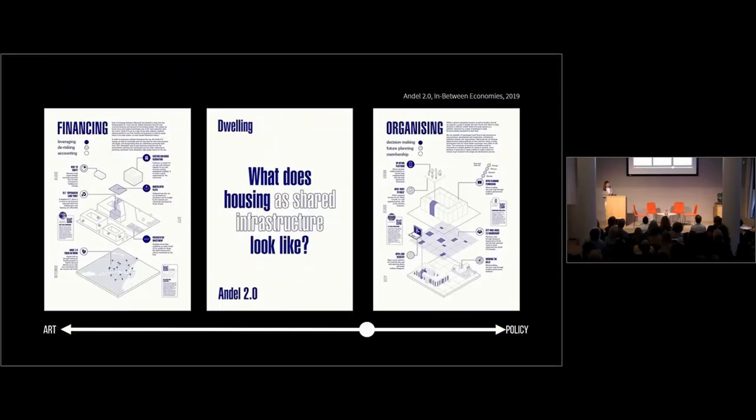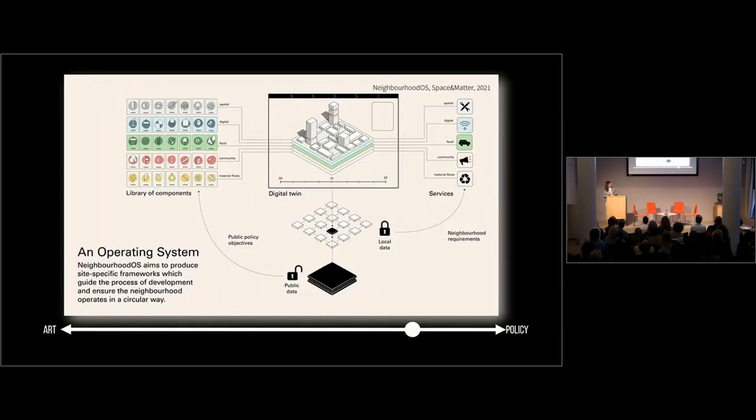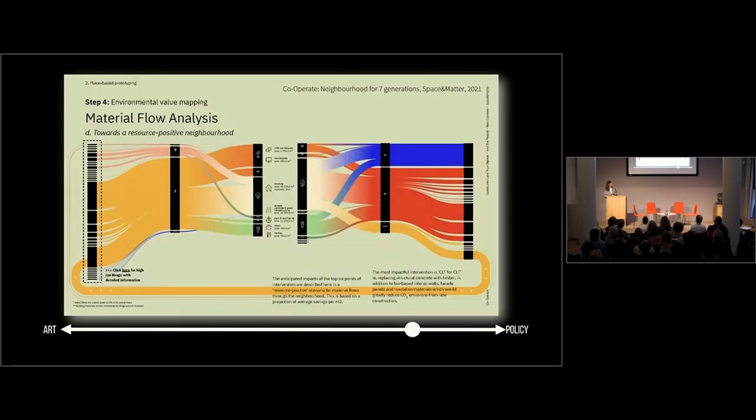This was a project I did with the think tank In Between Economies, where we designed a sort of infrastructure for people to be able to develop and own their own housing together, a sort of mass distributed cooperative based on platform technology. And this was a project with Space and Matter, Neighborhood OS, where we designed a platform-based tool for cooperative groups to design their own neighborhoods based on circular principles. This contained within it a material flow analysis, which is a way of understanding inputs and outputs into actually anything, but in this case, a neighborhood. So how can you speculatively design material flows in the future in order to make an urban plan sustainable?